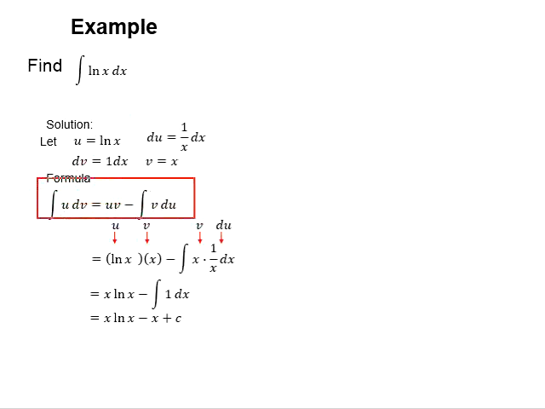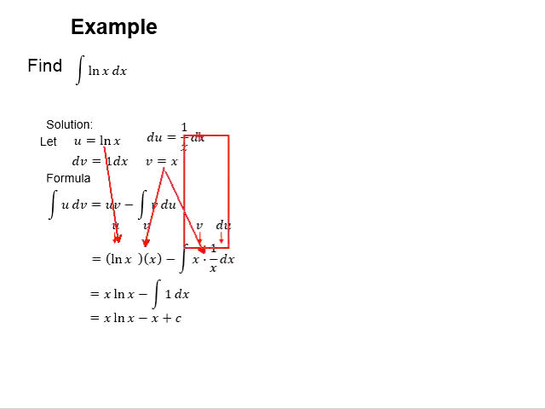Use the equation of integration by parts. u, v, minus the integral of v du. Simplify the function here. You will get 1. Integrate 1, you will get x. Remember to add in the c here. This will be your final answer.